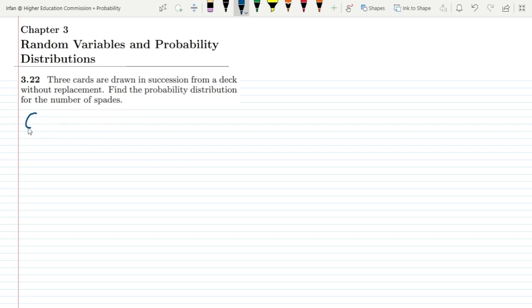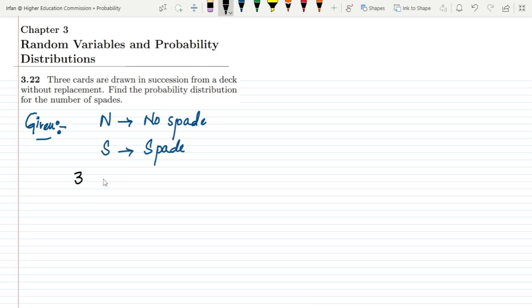The given data here, we have to make some suppositions as well. Let me take this one for no spade, and this one for a spade. What we have here is that we will have to bring out three cards, so three cards we will have.